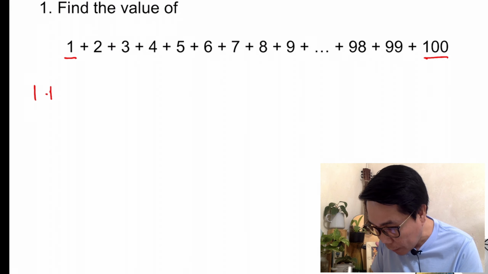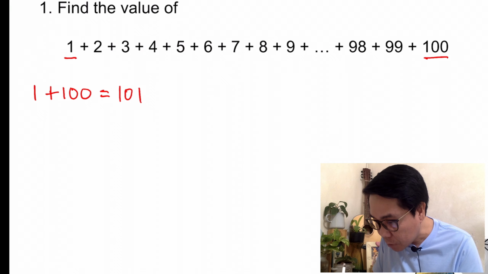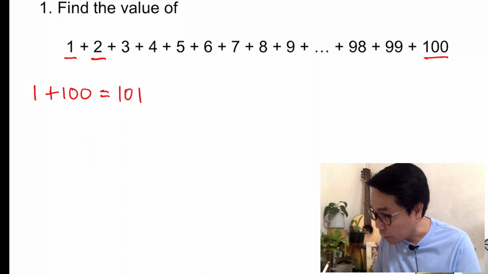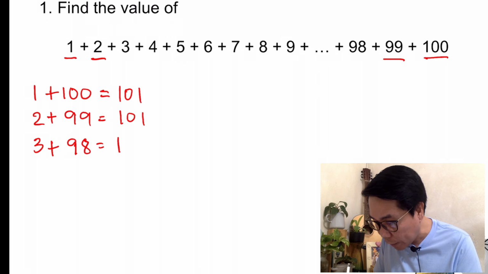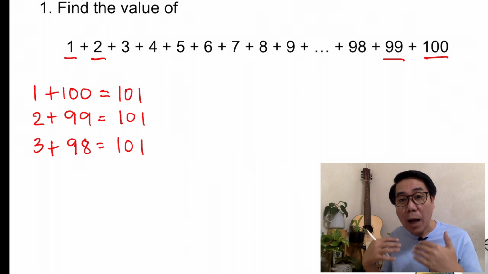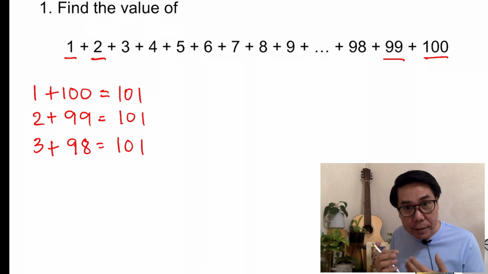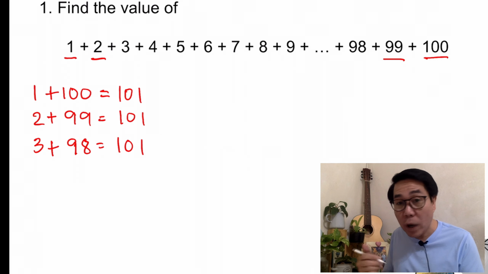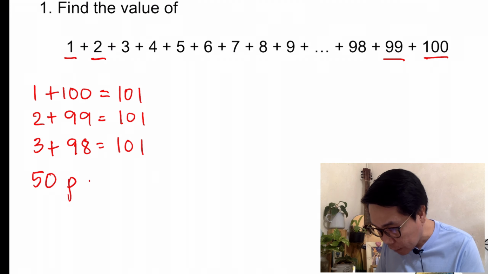So we have 1 plus 100 equals 101. Then we have 2 and 99. It is also 101. If we have 3 plus 98, we have also 101. So it will continue. Therefore, if we have 100 numbers in there, we come up with 50 pairs of numbers that add up to 101. So there are 50 pairs in all.